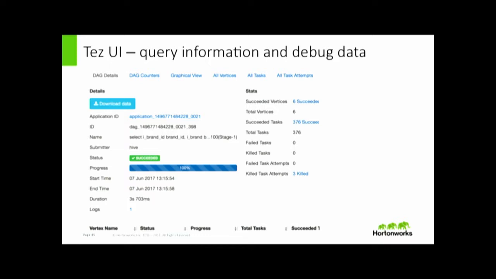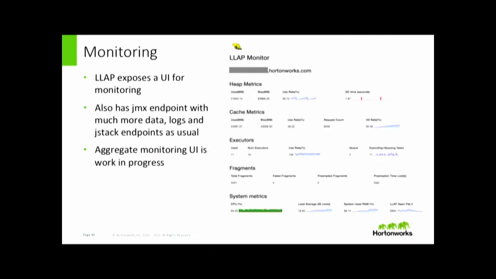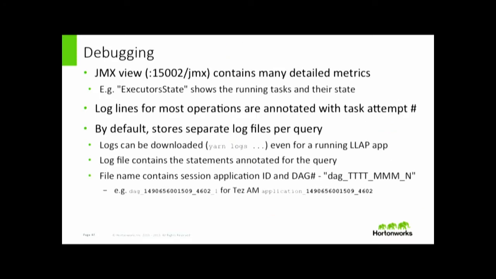We also have this neat button, actually not related to LLAP, but I just want to point it out on Tez UI. It's called Download Data, where you can get a lot of useful information for your query, explain plan, runtime, etc., to debug what's going on with the query. LLAP also exposes a UI for monitoring, which is basically accessible on every node. We don't have a central UI yet; that's work in progress. It exposes some additional debugging tools like a JMX view on every node, which has a lot of data. And we do have a log download option in Yarn from the running LLAP cluster. You can download logs separately for every query. The log files are encoded with the query file name, and the log lines are separated by queries.